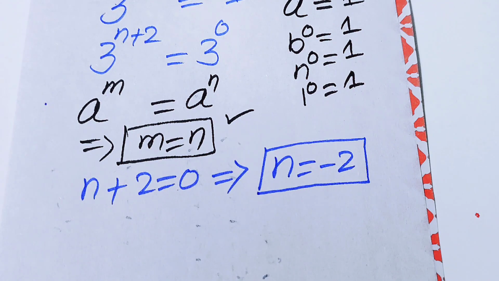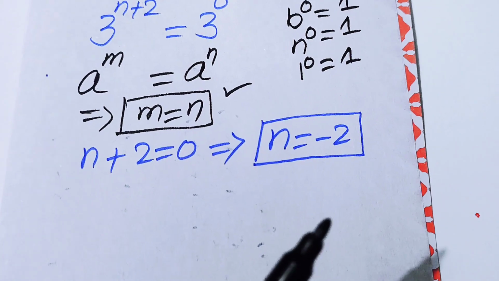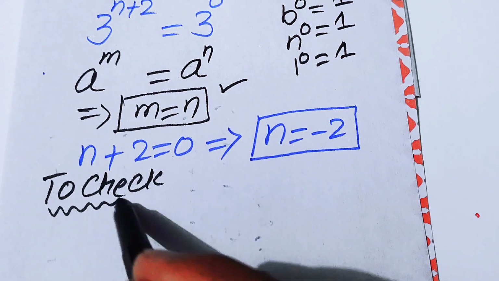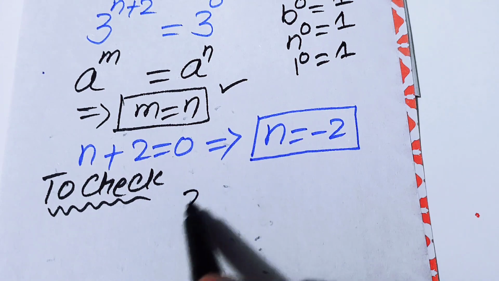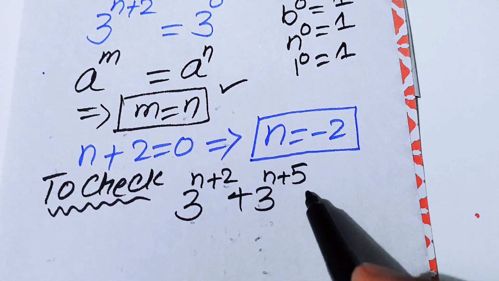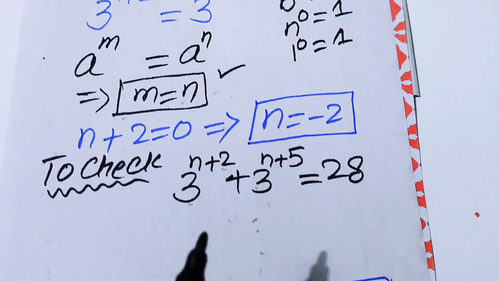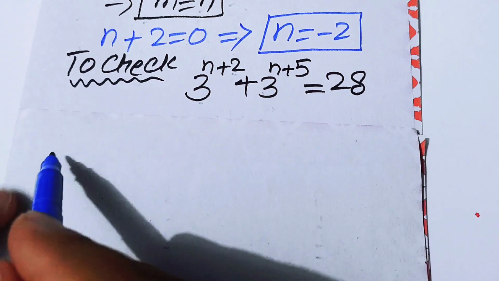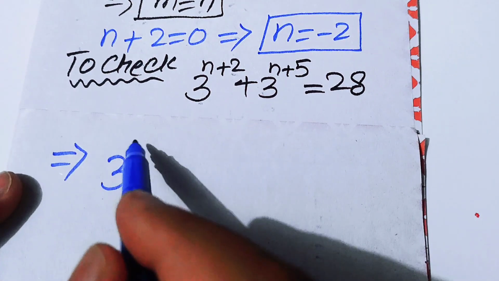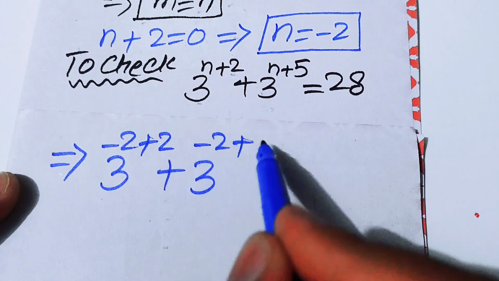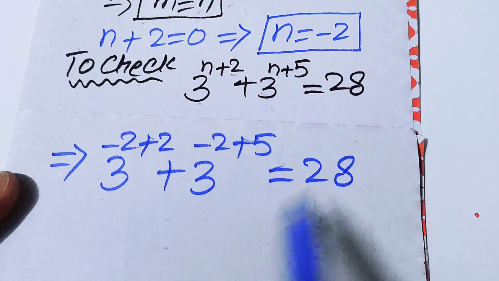So now we check this answer, whether n is equal to minus 2 satisfies the given question or not. Here we check, and our question statement is that 3 to the power of n plus 2 plus 3 to the power of n plus 5 is equal to 28. And now we put n is equal to minus 2 here, and we get the left hand side in the form of 3 to the power of minus 2 plus 2 plus 3 to the power of minus 2 plus 5 is equal to 28.